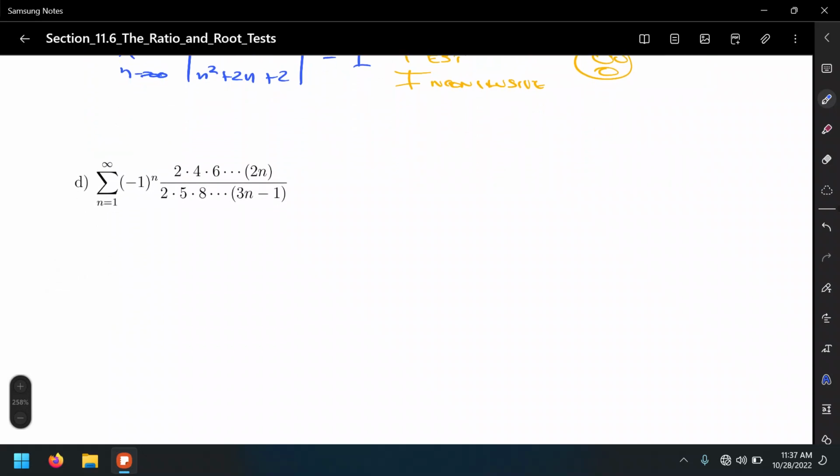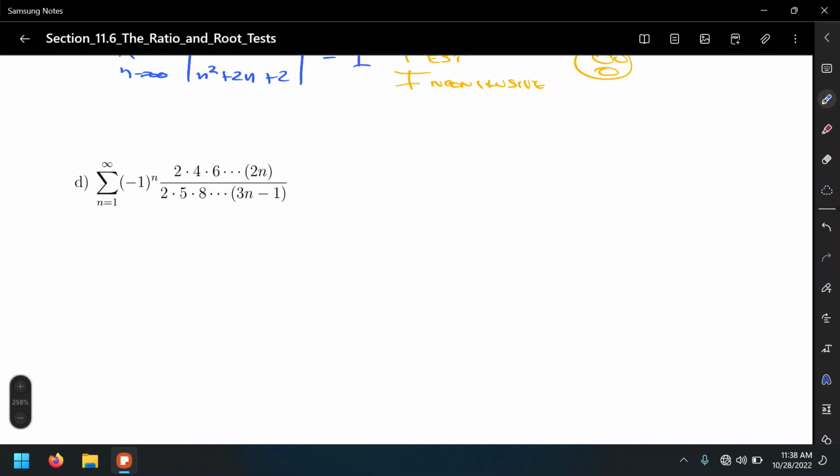Okay, letter D. This one is a weird one. It looks like this weird product right here: 2, 4, 6, up to 2n, over 2, 5, 8, up to 3n minus 1. So that looks like a factorial, but it's not a factorial, because the factorial is the product of all the numbers below n. For example, 5 factorial is 5 times 4 times 3 times 2 times 1, and we stop there. In this case, no. We have these increasing products.